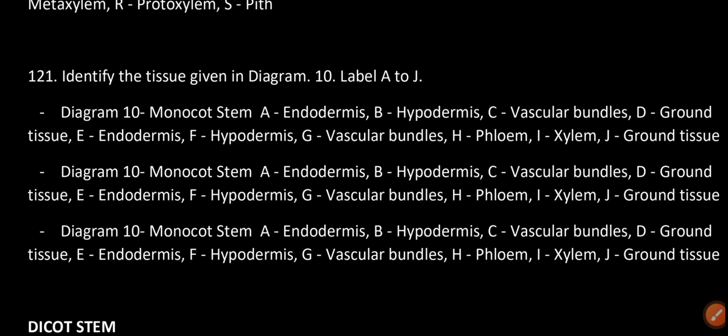Identify the tissue given in diagram 10, label A to J. Monocot stem. A, endodermis. B, hypodermis. C, vascular bundles. D, ground tissue. E, endodermis. F, hypodermis. G, vascular bundles. H, phloem. I, xylem. J, ground tissue.